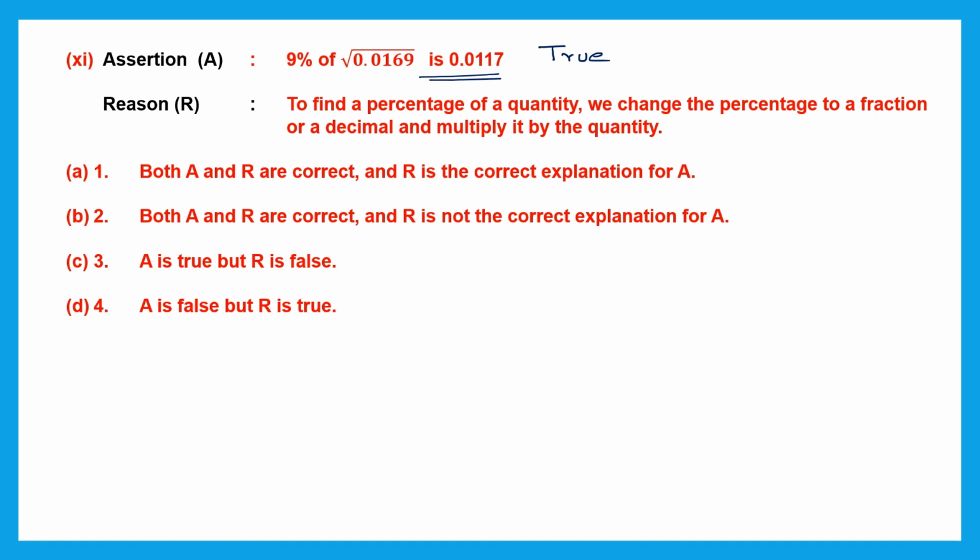Now let's see what the reason states. The reason states: to find the percentage of a quantity, we change the percentage to a fraction and multiply it by the quantity. See, here we did that with 9% of this quantity. So that is what we have done here. So that means the reason is also true. So the assertion is true and the reason is also true and is the correct explanation for the assertion. So we will choose option A, which states both A and R are correct and R is the correct explanation for A. So this is our answer.